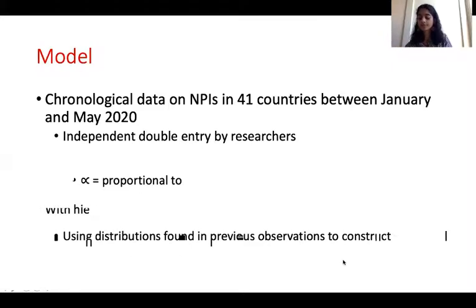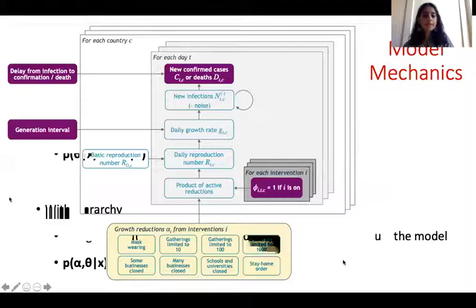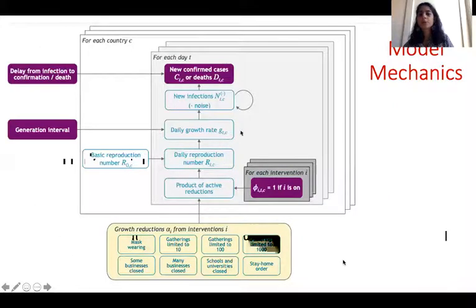So this is the main graphic that they show, and it's pretty useful to see the sequencing of their model. In just a brief look at the model mechanics, the purple nodes are essentially observed or have a fixed distribution. Looking from bottom to top, at the bottom we can see the 8 different NPIs and the growth reductions alpha of I. That essentially shows the effectiveness of each intervention I. They use case and death data from each country to backwards infer the number of new infections at each point, which is then used to infer the reproduction numbers and then the NPI effects.